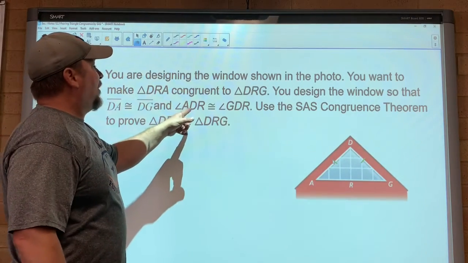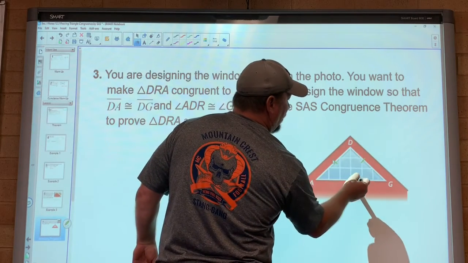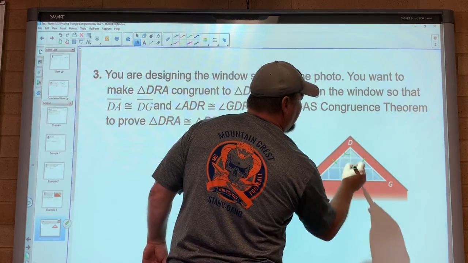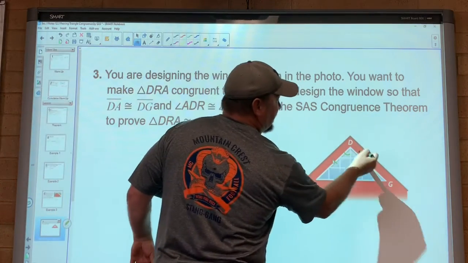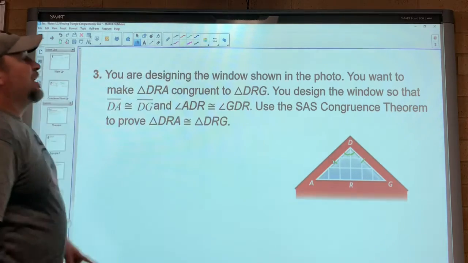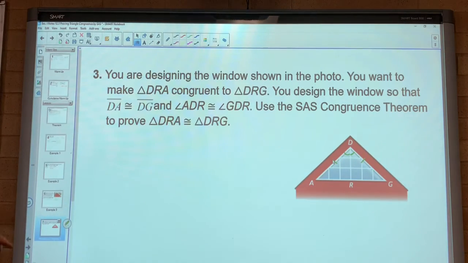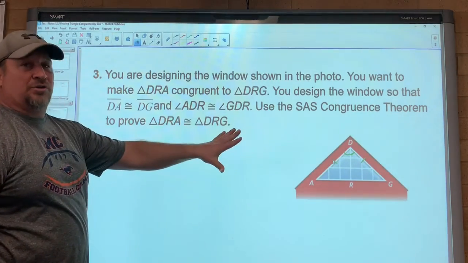Angle ADR, so let's find that. Angle ADR, so that's this one right here, is congruent to angle GDR. GDR, so that's this one up here. Okay? It says you use the side angle side congruent theorem to prove that these are congruent. So that's what's marked already.